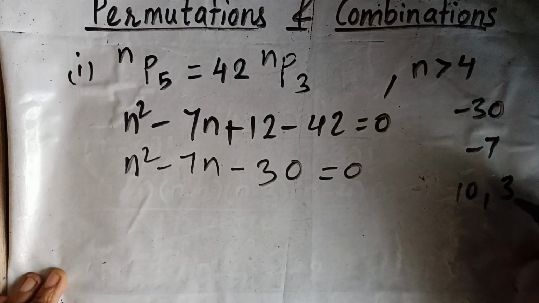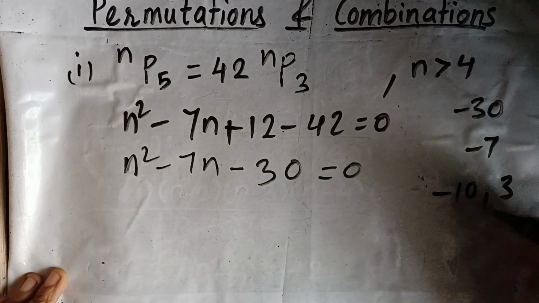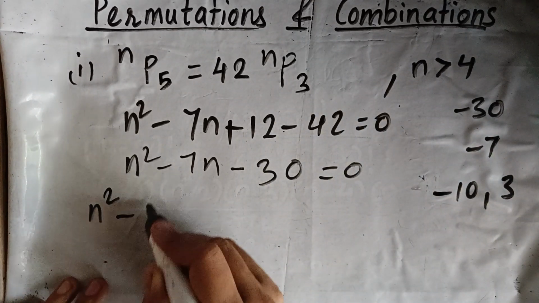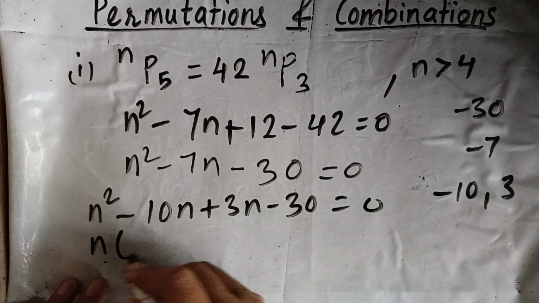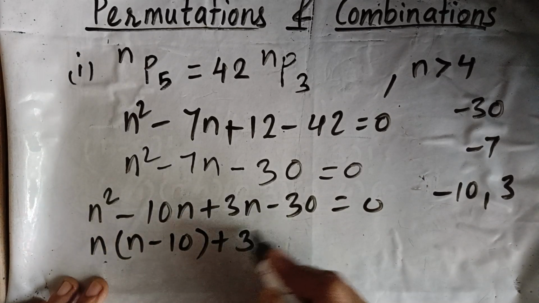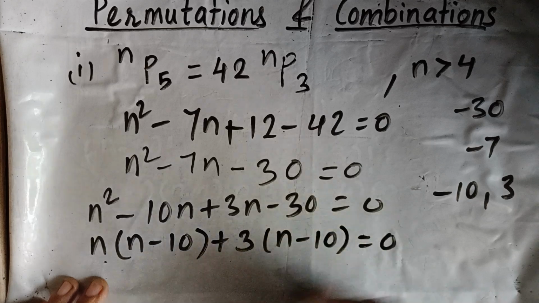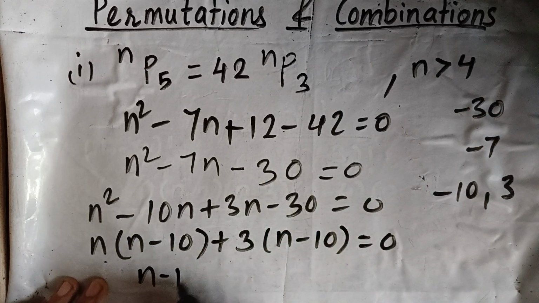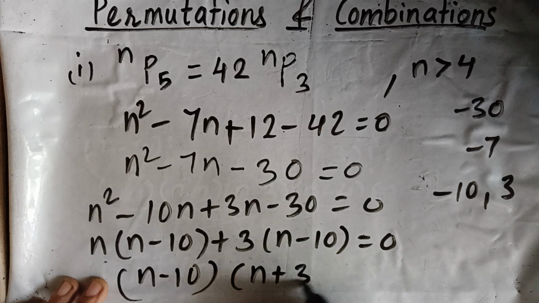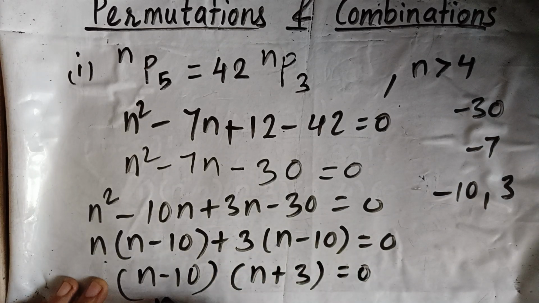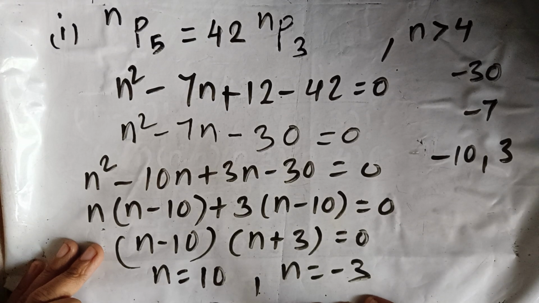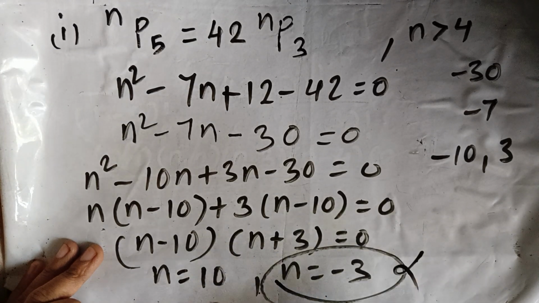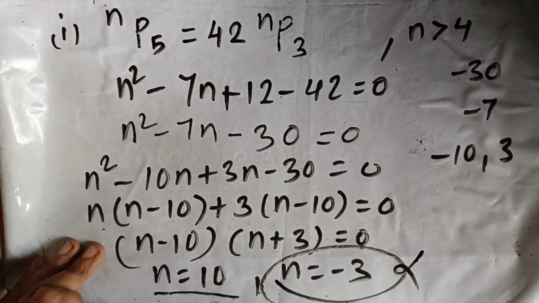So 10 and 3 are the factors, minus 10. So n is equal to 10 and n is equal to minus 3. Since in factorials we use only positive values, this we have to discard. So n is equal to 10.